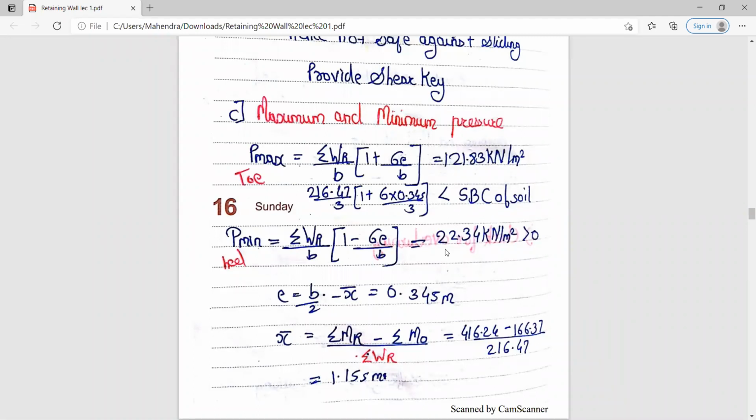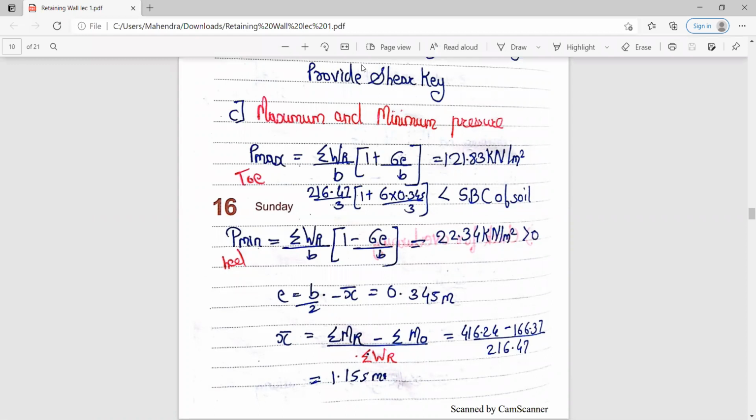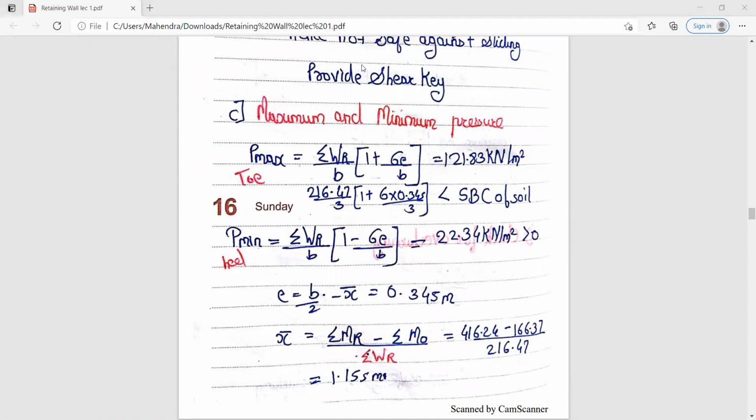Now, what was your SBC of soil, the safe bearing capacity of the soil? The SBC of soil was 160. So it is less than that. So your pressure is okay for the hill portion. So do these calculations.